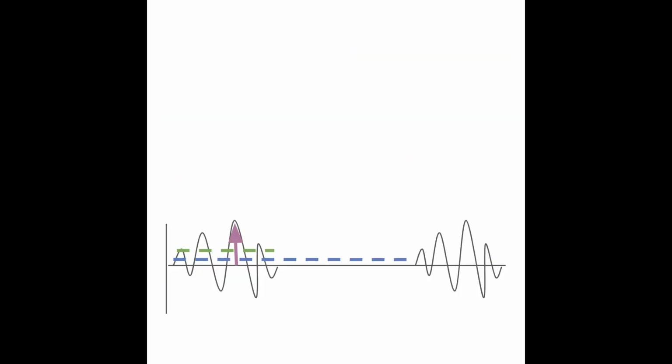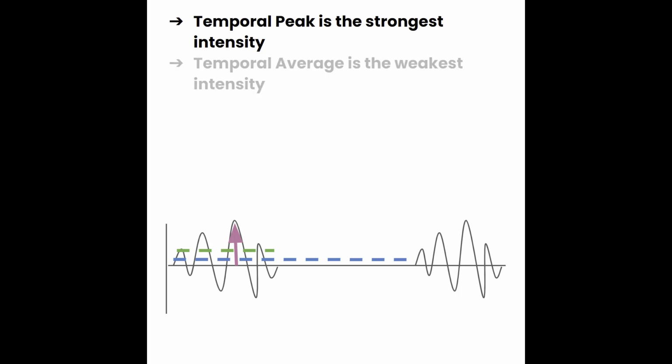So knowing that the pulse is not uniformly strong, knowing that there is on and off time, we do need to consider that the intensity of the ultrasound beam when using pulse wave is going to change over time. So we need to remember that temporal peak is the strongest intensity. Temporal average ends up being the weakest because it includes the on and off time.